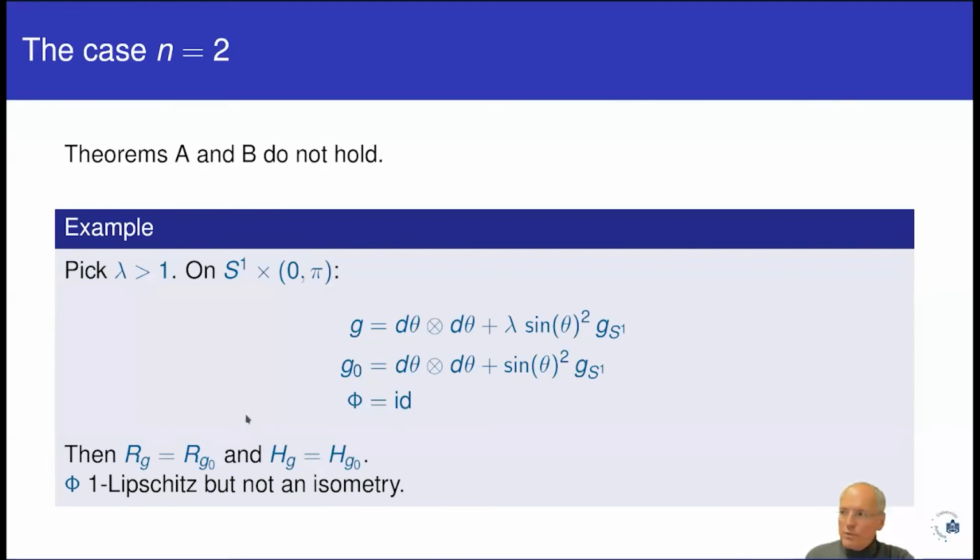And then you can compute that the scalar curvatures coincide for both metrics. So lambda does not play a role here. And the mean curvatures also coincide. And phi is 1-Lipschitz because lambda is larger than 1. But it's not an isometry because lambda is strictly larger than 1. And so that's a counterexample to the corresponding statement in dimension 2. That's why we had to assume that the dimension is at least 3 in both of the theorems.